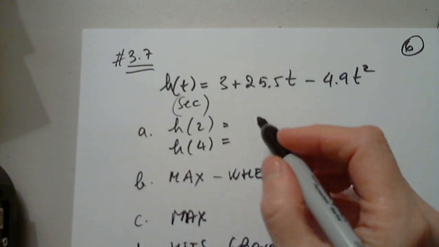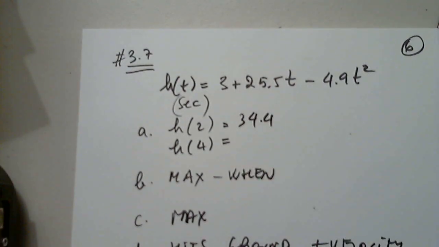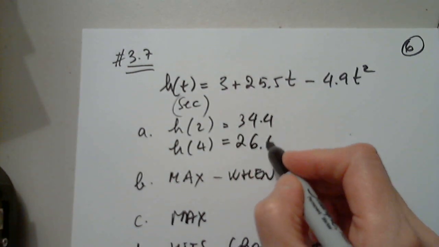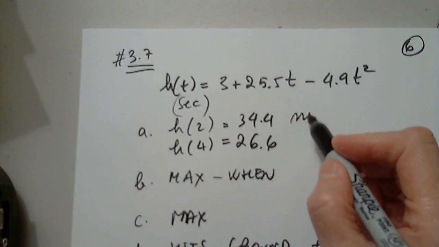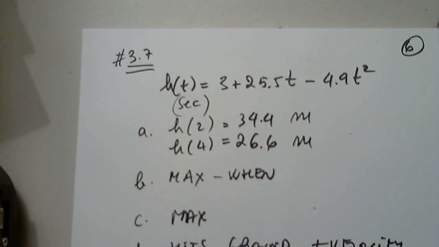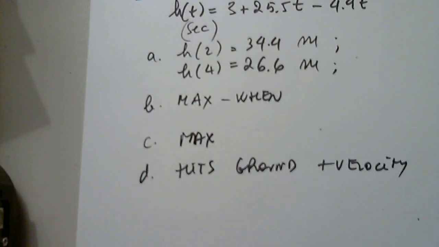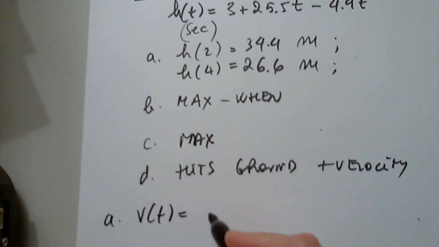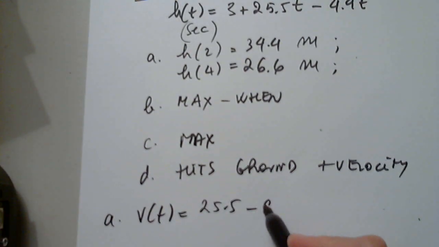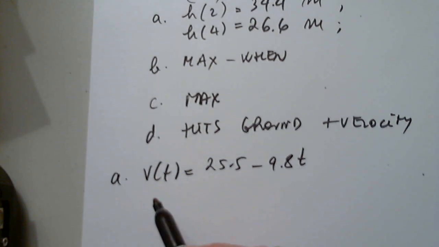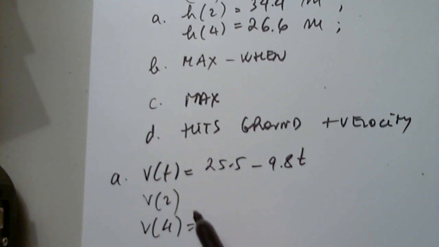So 34.4. Is h in feet? And 26.6? Meters. Oh, meters. Awesome. But isn't it asking for v, and we're given h? Oh, so they want the velocity. v of 2 and v of 4. Sorry. In that case, we have to find the velocity. So v of t equals 25.5 minus 9.8t. And then v of 2 and v of 4.